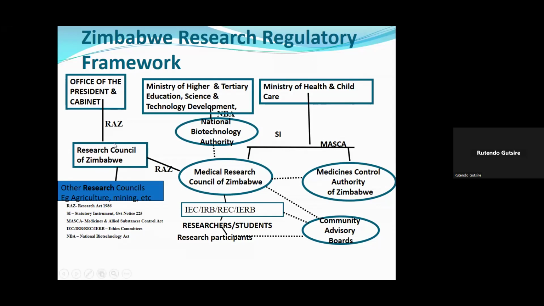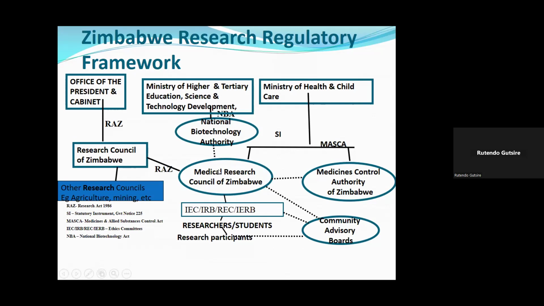Otherwise, we'll be allowing people coming from other countries who actually have criminal records, so they have to be screened and checked and registered by the Research Council. So if it is a clinical trial, it might need clearance from MCAZ, clearance from MRCZ, and registration of foreigners with the Research Council, NBA, even a letter from the ministry. But at the center of medical research ethics clearance is the Medical Research Council of Zimbabwe.